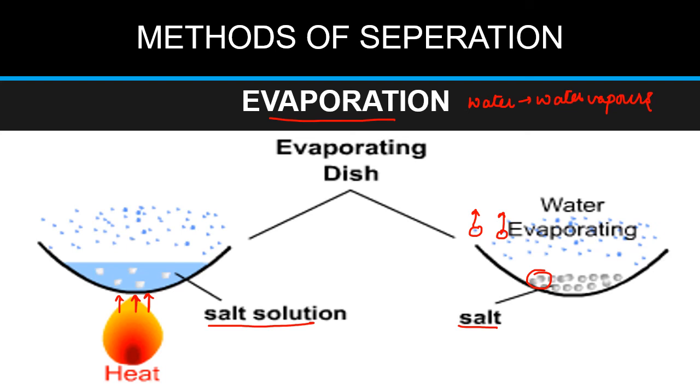Common salt from the seawater is also obtained by the method of evaporation. The seawater is filled in small pits. After a few days, when all the water evaporates, solid salt is left behind.